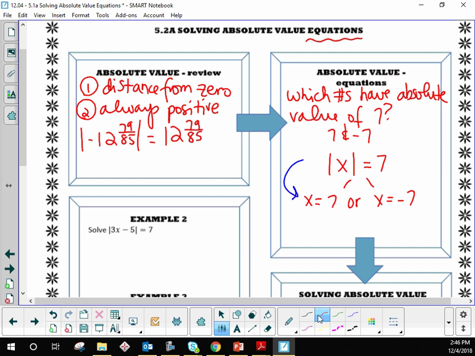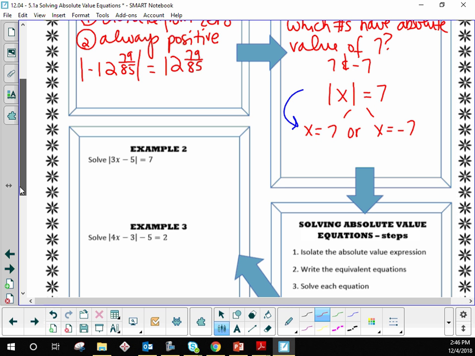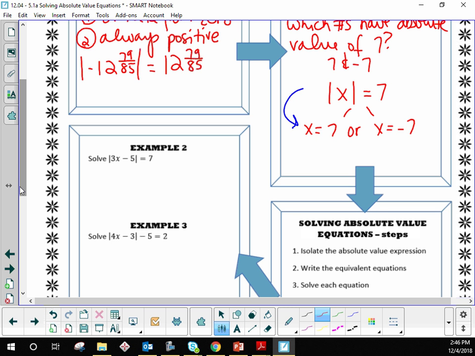So what we've done here is we've taken that one equation and we've written two equivalent equations. That's this step right here that we're about to talk about.